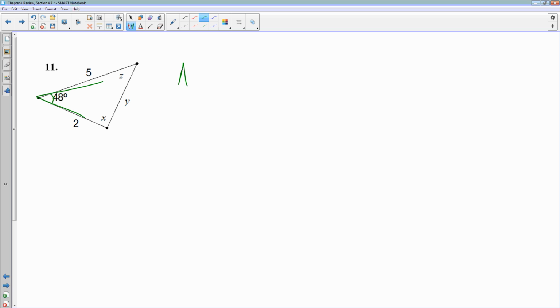So the area is going to be 1/2 of side length times side length times the sine of the angle between them, and I will throw this in the calculator. So 1/2 times 5 times 2 times the sine of 48. I am in degree mode. Hit enter, and you get an area of 3.716. And so there's your answer for number 11.